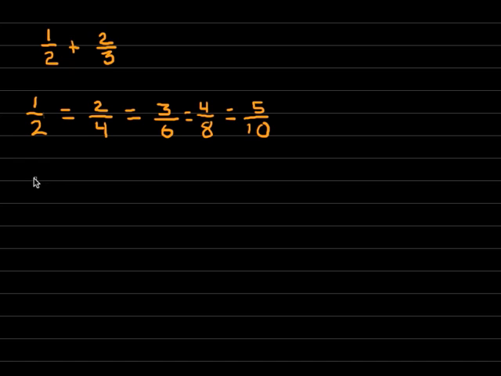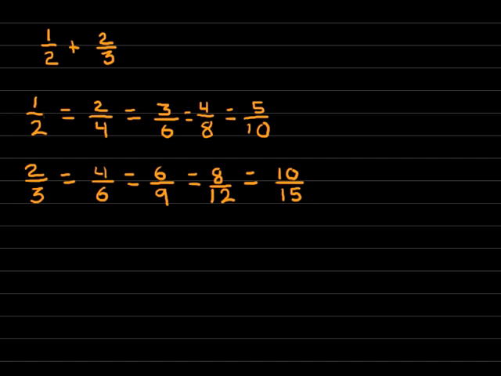We're going to do the same thing for 2/3. 2/3 is the same as 4/6. I'm using the same logic I did there. I can multiply the top by 2 and the bottom by 2. I can multiply the top by 3. 2 times 3 is 6. And the bottom by 3. 3 times 3 is 9. I can multiply the top by 4, so it's the same as 8/12. And I can multiply the top and bottom by 5, the same as 10/15.